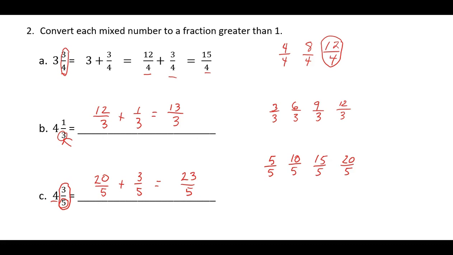So that number line supports how we can skip count by multiples of the denominator to help us turn these mixed numbers into improper fractions.